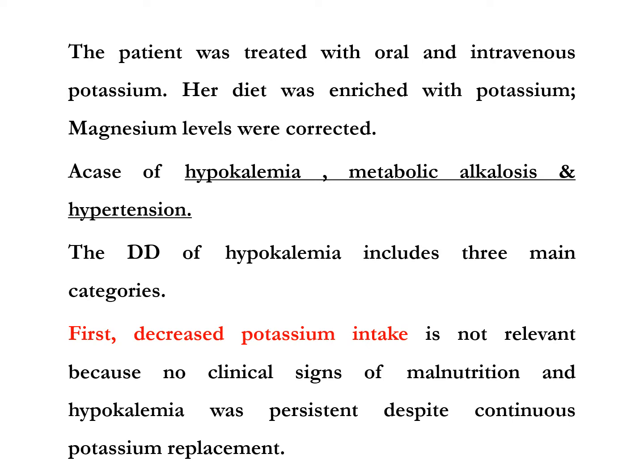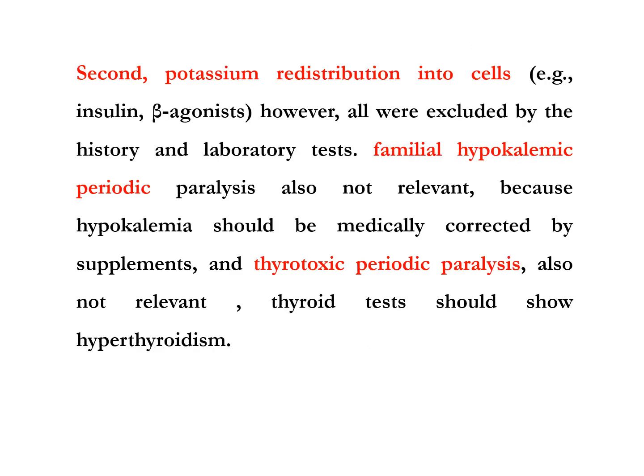First, decreased potassium intake, which is not relevant in our patient because there are no signs of malnutrition and hypokalemia was persistent despite continuous potassium supplementation. The second may be due to potassium redistribution into cells. We call it intracellular shift of potassium, due to drugs including beta agonists or due to hormones like insulin. However, all were excluded in our patient by history and the laboratory tests.